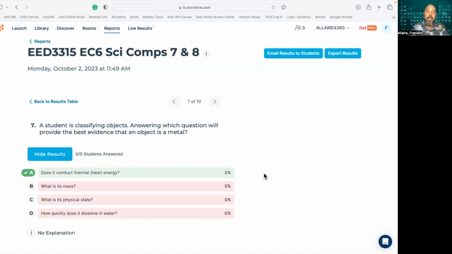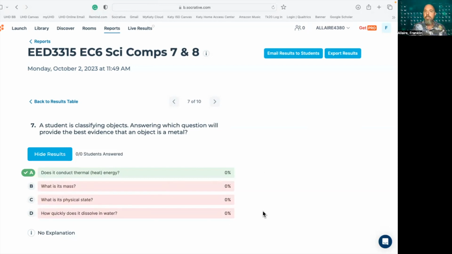Measuring the mass of the object is not going to determine whether it's a metal or not. It's not going to help us determine if it's a metal. What is the physical state? Generally speaking, metals tend to be solids at room temperature. However, mercury is an exception, although I hope that you are never encountering mercury in a classroom situation. But mercury is a liquid at room temperature. Also, some metals, such as gallium, have very low melting points. So they will actually change from a solid to a liquid around about your body temperature. So you could actually hold gallium in your hand and it would melt into a liquid.